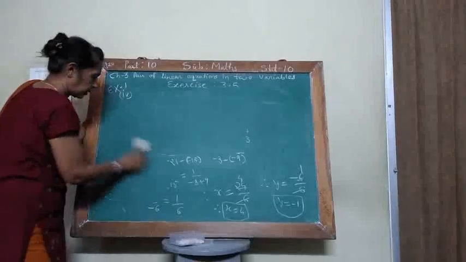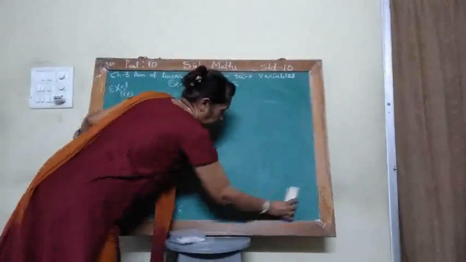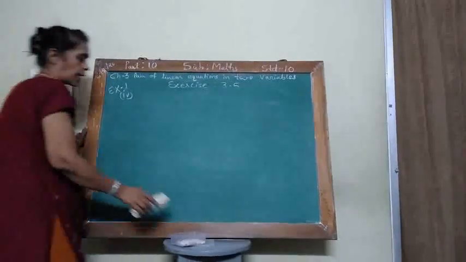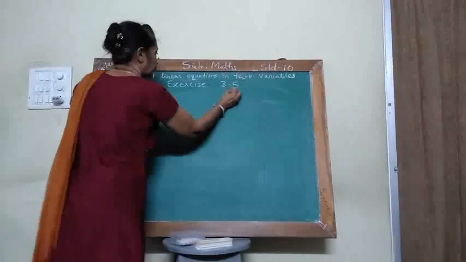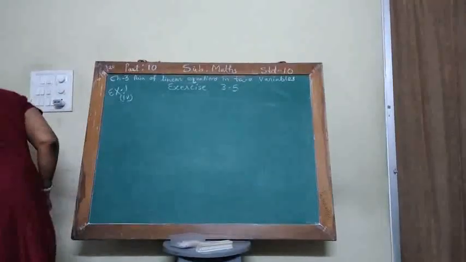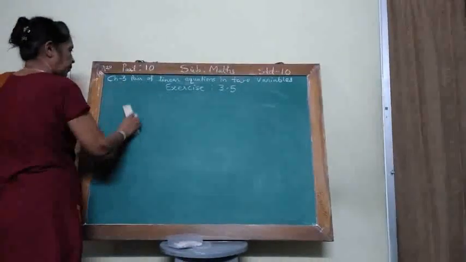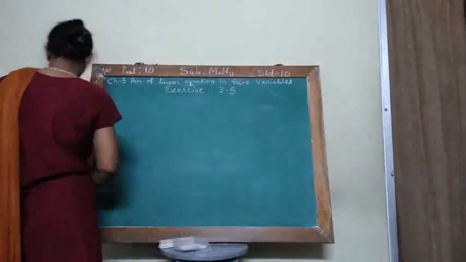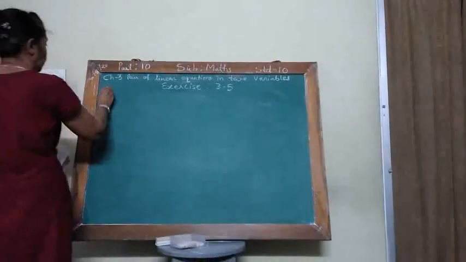So this way I have explained to you in detail. Whole chapter means in any method you can obtain this value. So this way I have completed example 1 with 4 sub-examples. Now the second example comes, example 2.